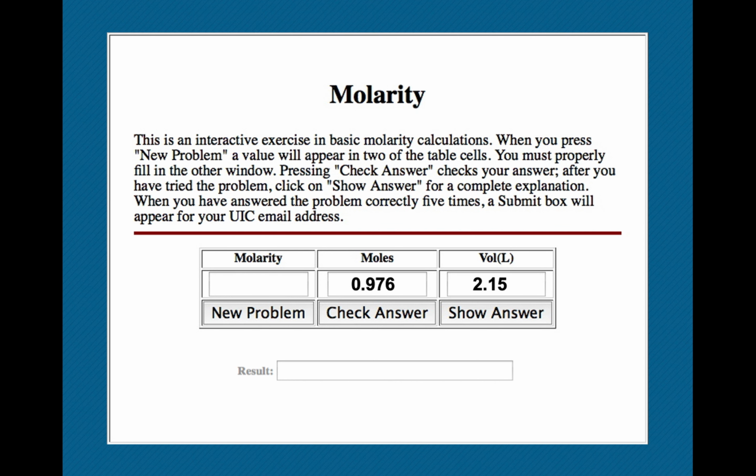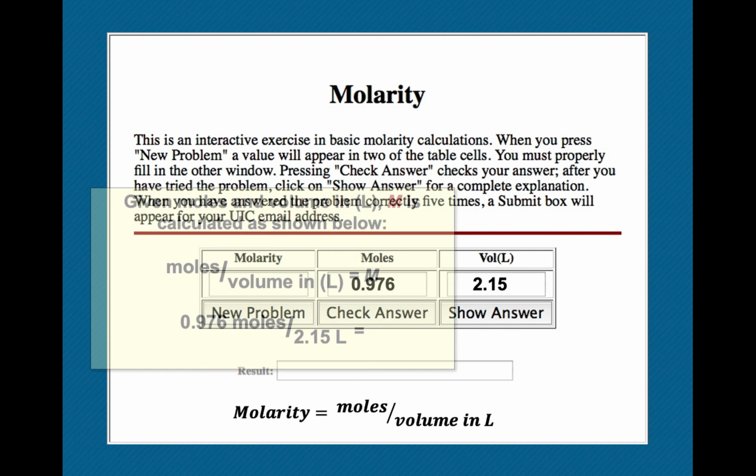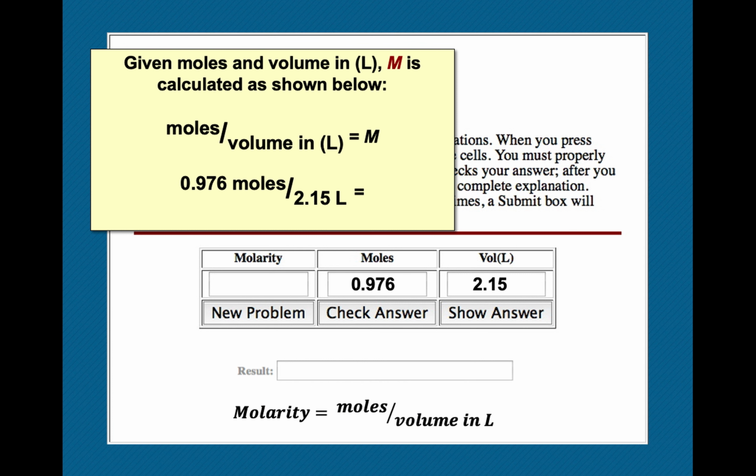And everybody loves tables, right? We need the molarity. We are given moles. We are given volume in liters. We recall, molarity is simply moles divided by the volume in liters. Substitute in 0.976 divided by 2.15, 0.454.